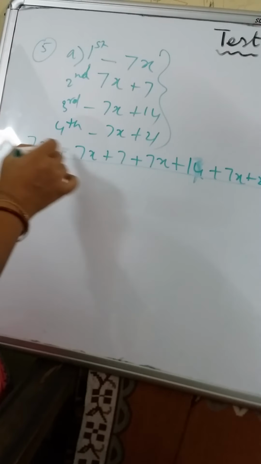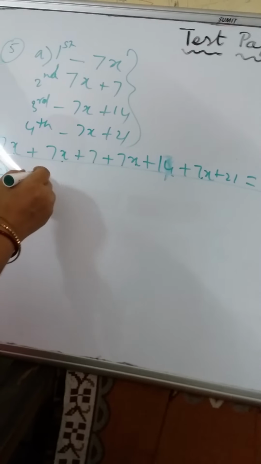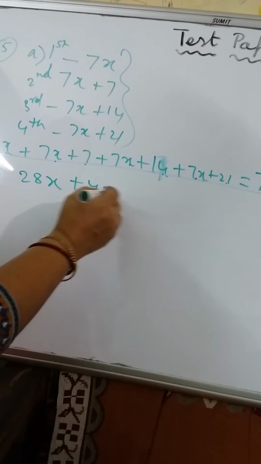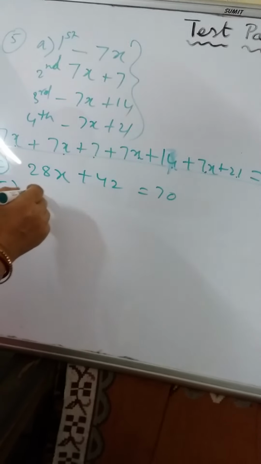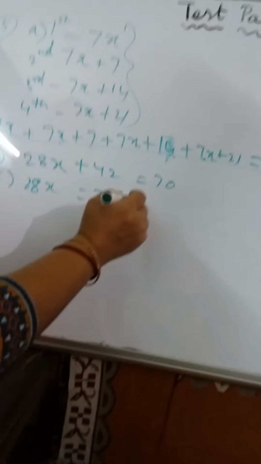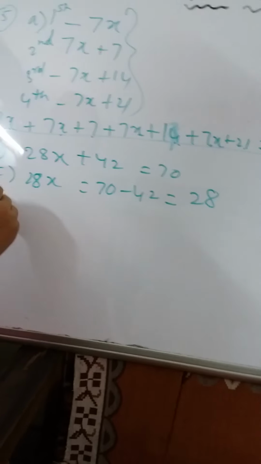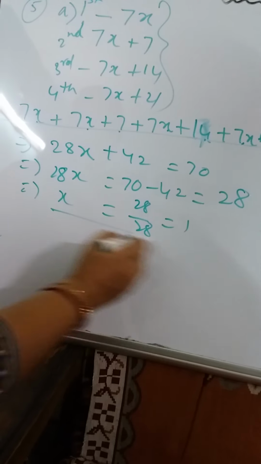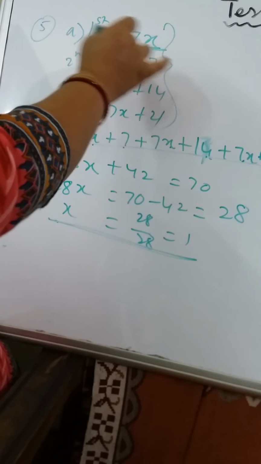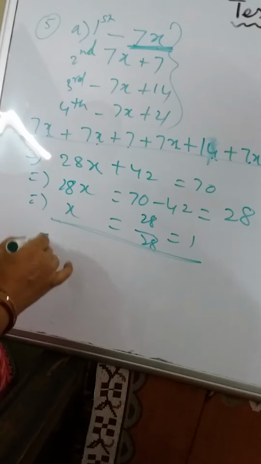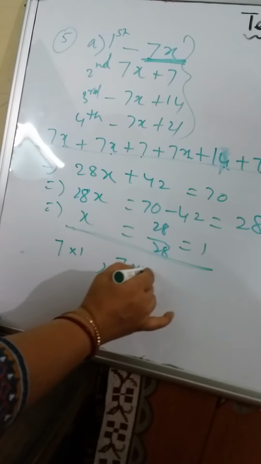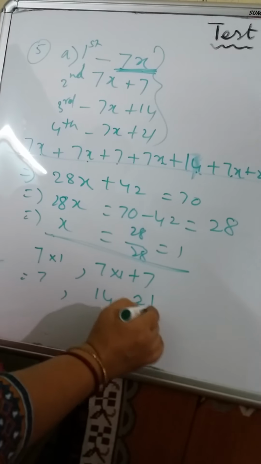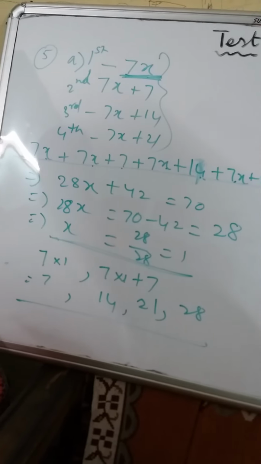So 7x, 14x, 21x, 28x. And this is 7, 21 and 42. Okay. 28x equals 70 minus 42, which is equal to 28. So x equals 28 by 28, it is 1. It is not your answer. The number is 7x, so the numbers will be 7 into 1, that is 7, then 7 plus 7, that is 14, and in this way 21 and 28. These are your answer.